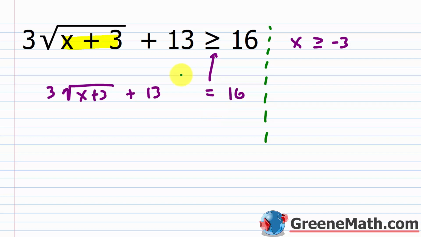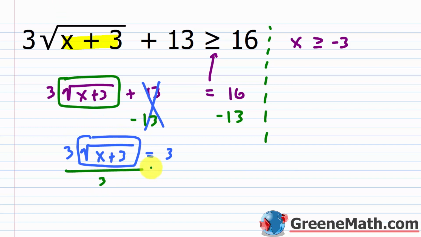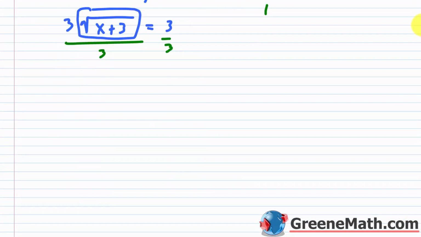We know that our goal is to isolate the radical, right, to start. So I'm going to subtract 13 away from each side of the equation, and we know that this is going to cancel. We'll have 3 times the square root of x plus 3 is equal to 16 minus 13 is 3. So now, to isolate the radical, all I want to do is divide both sides of the equation by 3. And that's going to give me what? Let me kind of scroll down and get some room going. That's going to give me that the square root of x plus 3 is equal to 1.